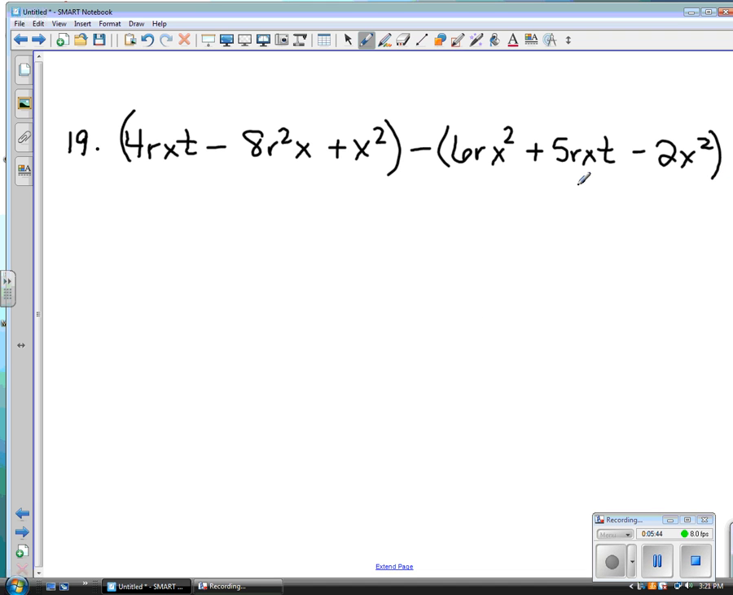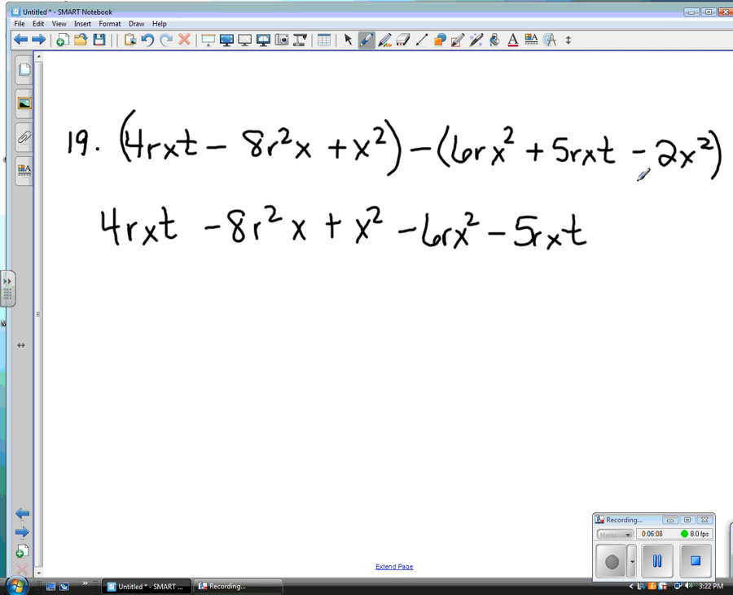Okay, nothing to do inside of the grouping symbols. I do have a subtract here, so that's going to change every sign that I have there. So the first one stays exactly the same. The second one now, this was a positive, so it's going to look like a negative, which makes that look like subtract. This was a positive, so now it's going to look like a subtract. This was a negative, so it's going to look like a positive. Now, get my terms together.